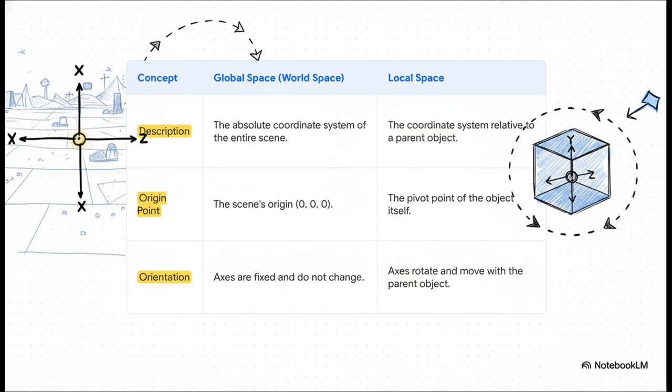Then you have local space. This is a coordinate system that's relative to an object. Its origin is the object's own pivot point, and its axes, its own personal sense of forward, up, and right, move and rotate right along with it.